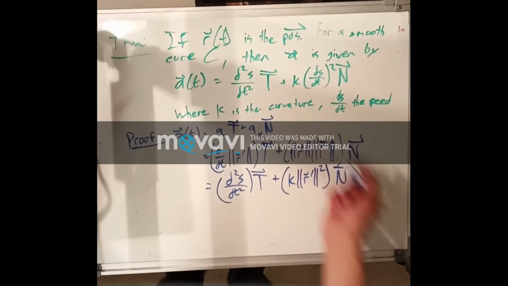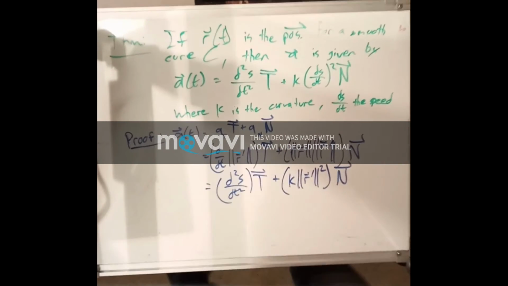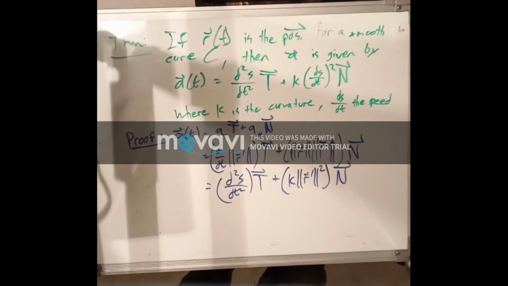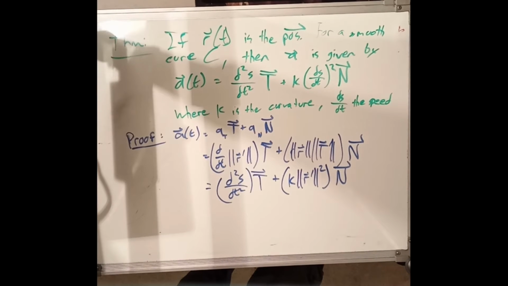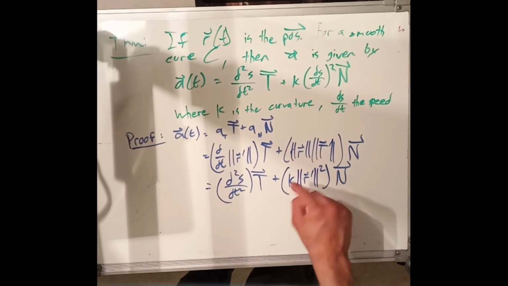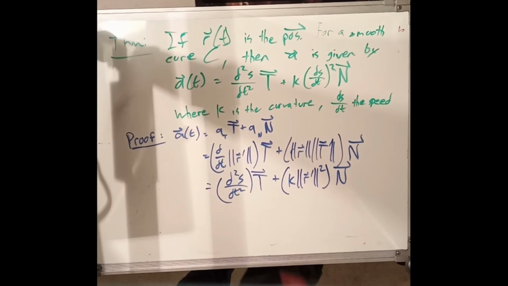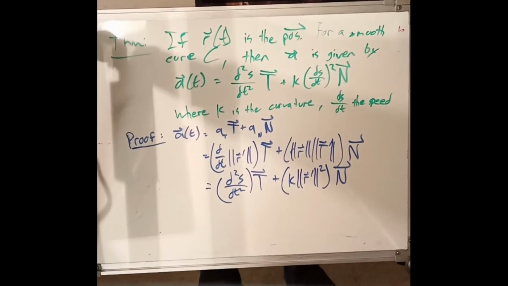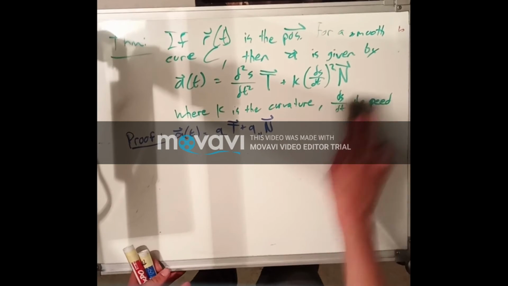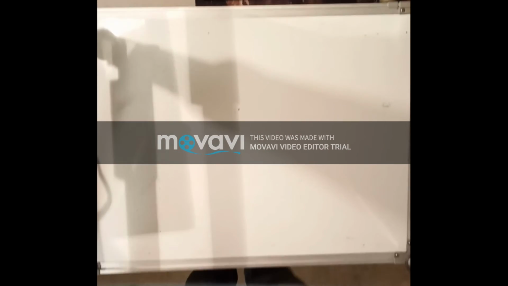r prime gives you the speed, or the velocity. And it is important to note that k is given by the normalization of t prime over r prime of t normalized. I'm not going to write that out. We will do one example, and then we are free to go.